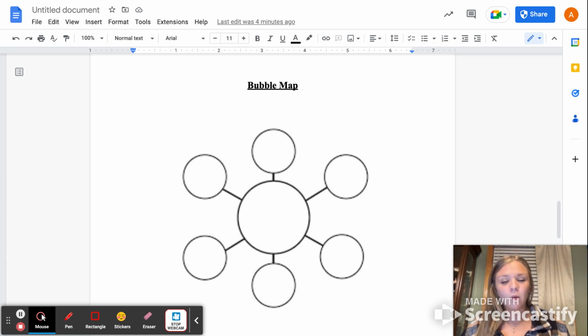So, a book I will use is Cat in the Hat. In the middle, I will write the book title, which is Cat in the Hat. I can branch off and put there's a cat. But then you could add another circle and put wears a hat. And you can go off again and put black and white, talking about his colors.